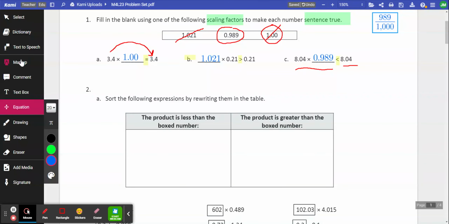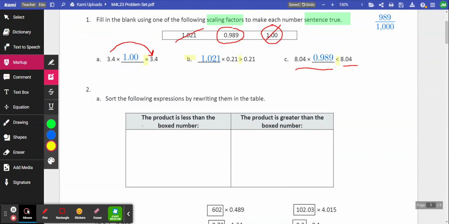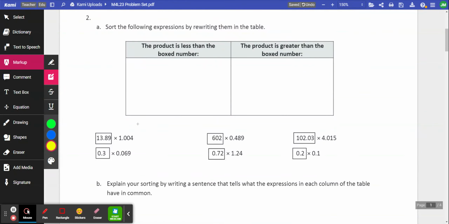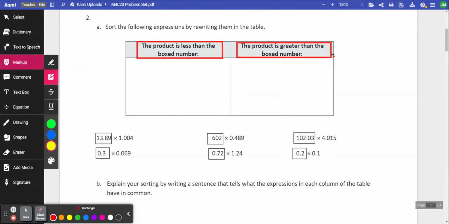Now let's look at what the next part is. The next part says, sort the following expressions by rewriting them in the table. These are the expressions below, and this is the information. Let's see what that information is. It says, the product is less than the box number. And this one says the product is greater than the box number.